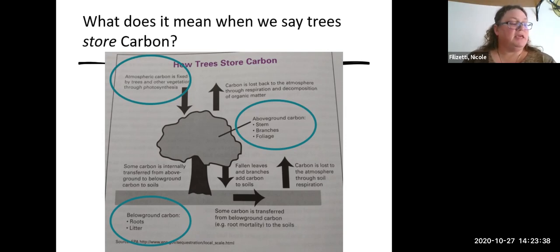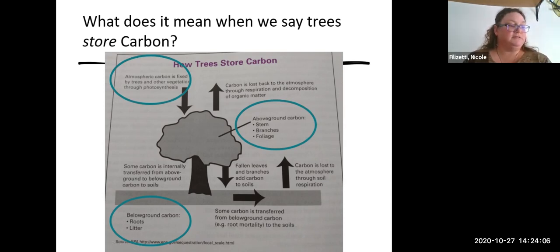Let's spend just a minute looking carefully at this graphic. I mentioned that some of the carbon that the tree takes in will be stored in the tree. You can see that happening in the parts of the picture that are circled in blue. Here, coming in for photosynthesis, and then it's stored in the stem and branches and foliage, which just means leaves, and it's also stored in the roots and in the litter of the soil.